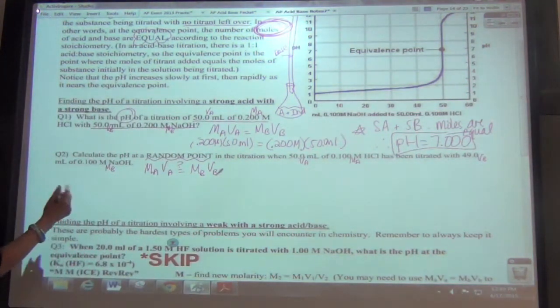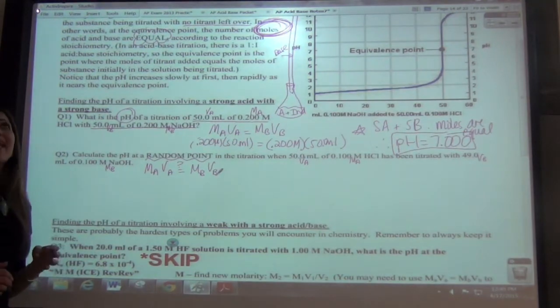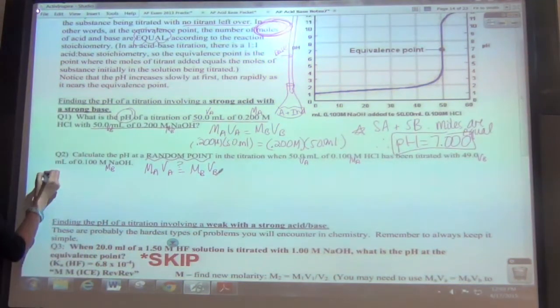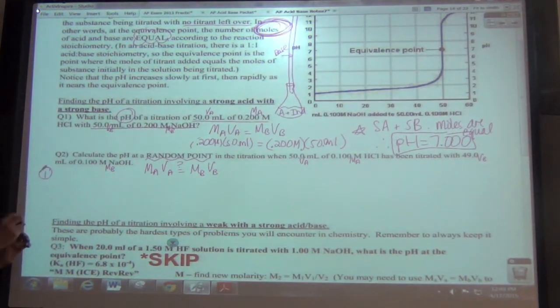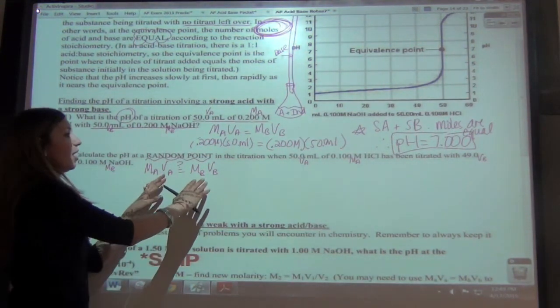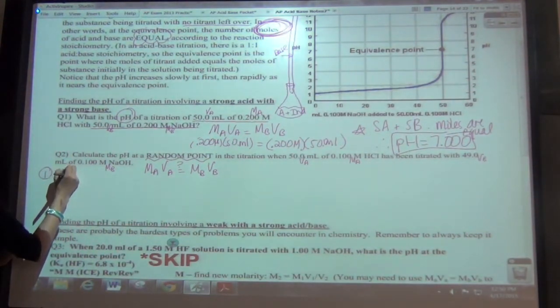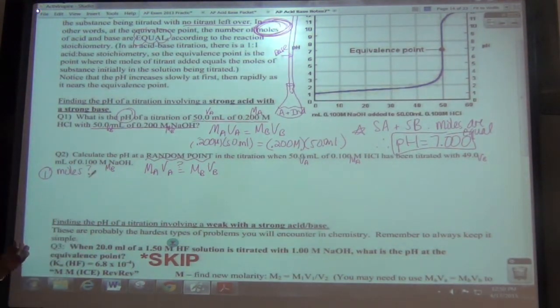All right. So let's check it. This is basically a 4-step problem. Step number 1 is going to be, we're going to try to figure out what our moles are of each one of these. So first thing we want to know is how many moles of each one do we have? So let's write in our Ma is 0.100 molar for our acid.